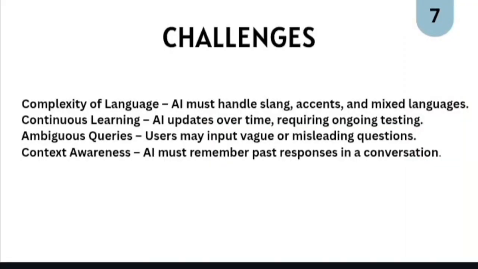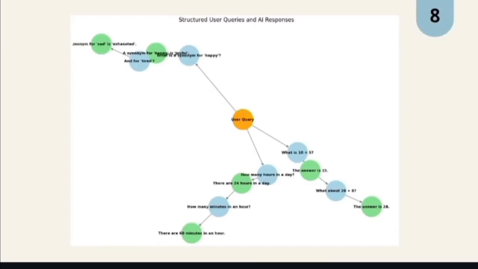Next we come up to the challenges. Everything has challenges, right? The main thing about training this AI model is the complexity of language. Everybody has different accents, so it must become familiar with all these accents, and it must learn continuously, and it must overcome ambiguous queries, and context awareness must be retained at all costs.